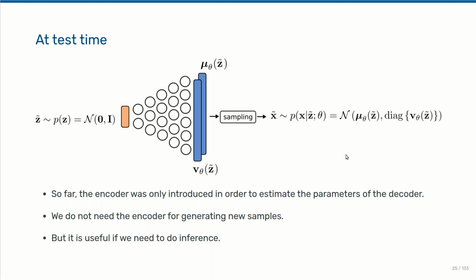However, as we will see later, this encoder can be useful at test time if we need to do some inference. For instance, when we need to combine the generative model with other probabilistic models.